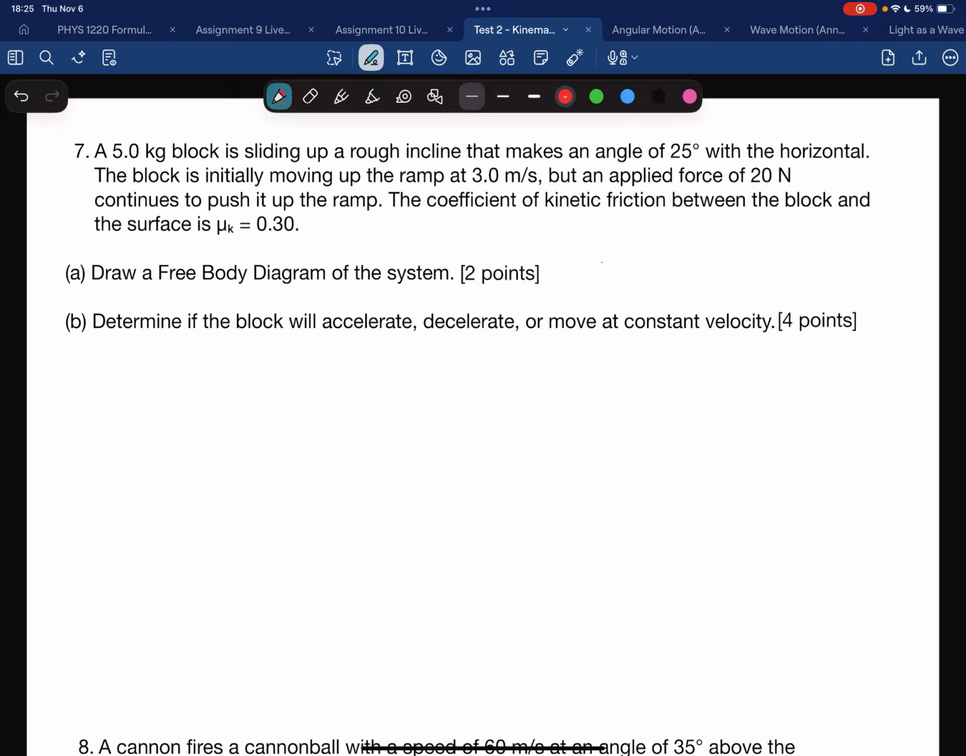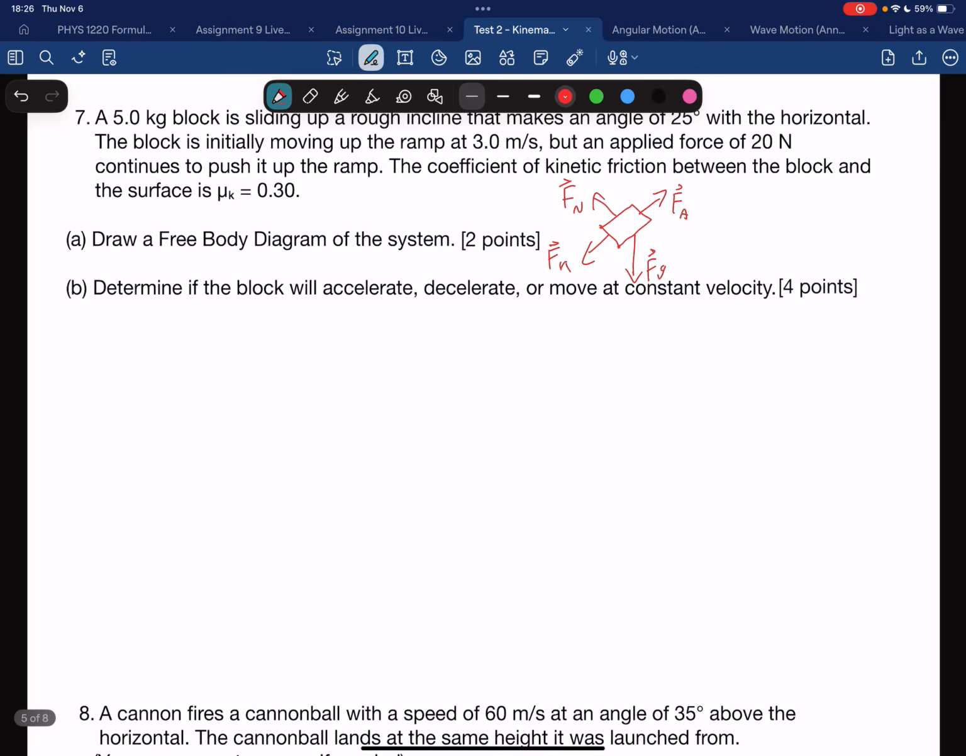Okay. So I have my block. It's on some angle. I have a force of gravity. I have a force of friction pointing down the ramp because the applied force is pointing up the ramp, and we are told that the velocity is up the ramp initially, and it's on the ramp, so we have a normal force. So that was it for the free body diagram. 4 forces, half a point each.